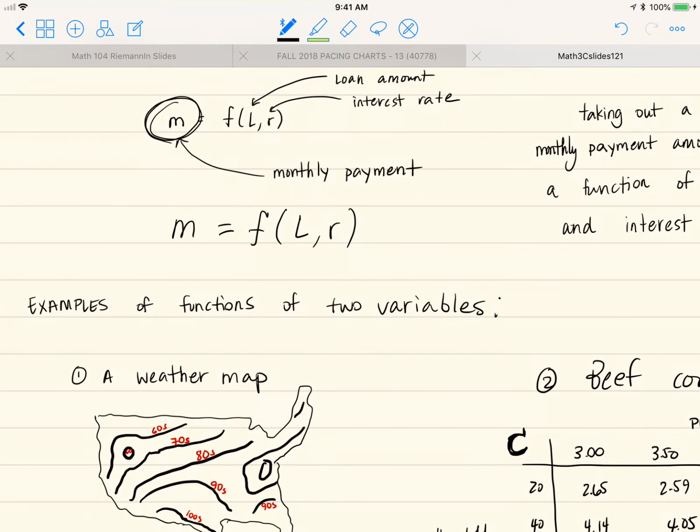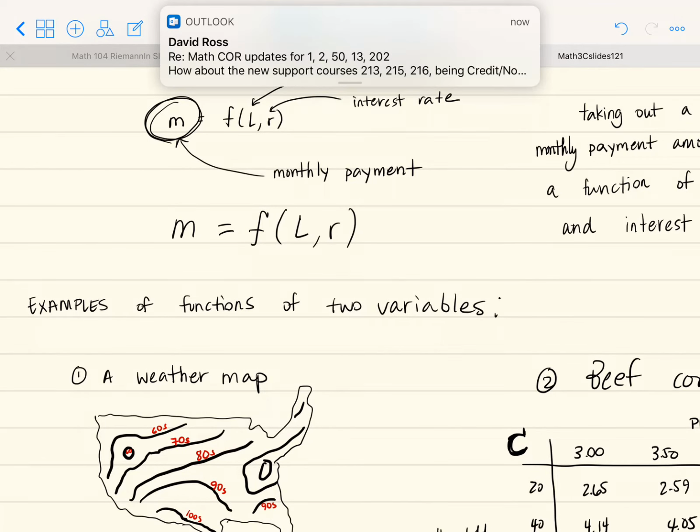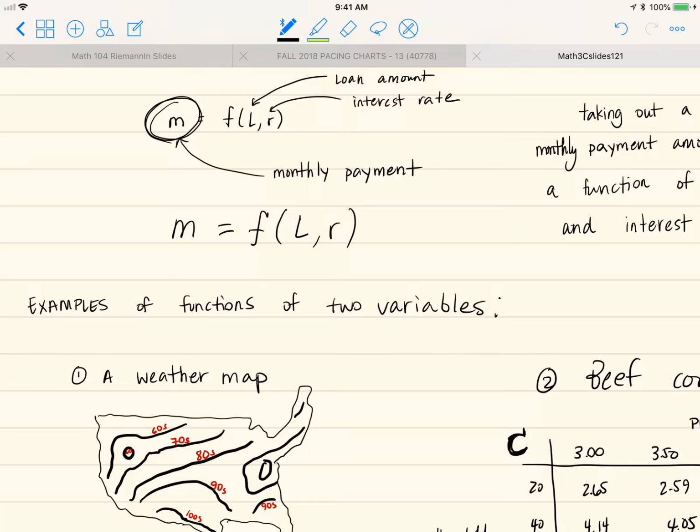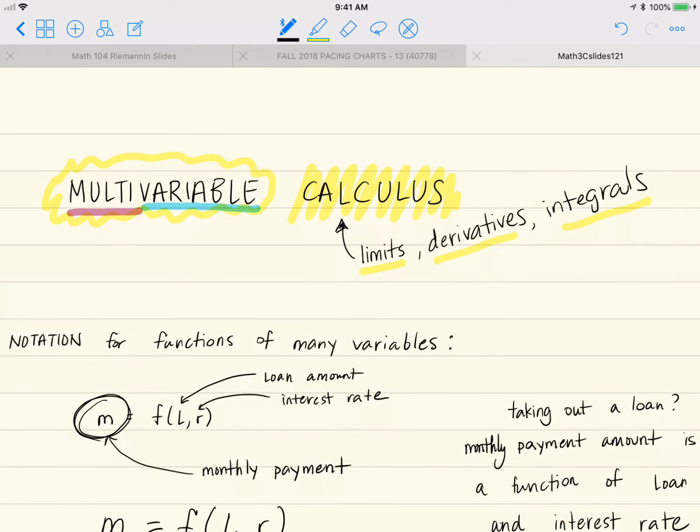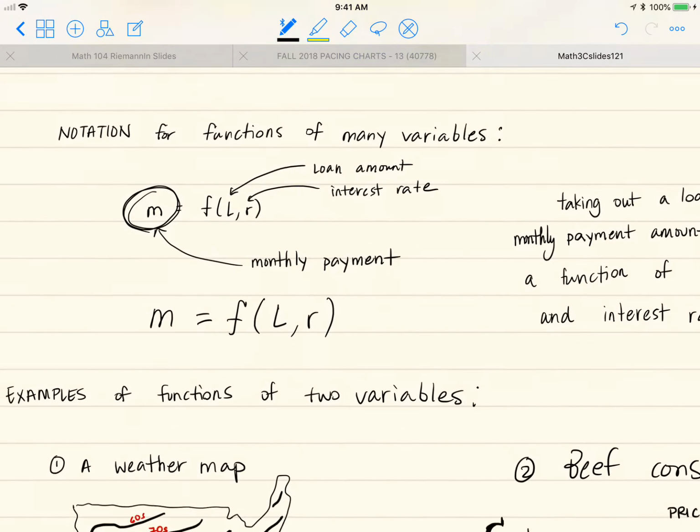And I just wanted to run through about three different examples of functions of two variables, because for the beginning of this course, we're going to be focusing on working with functions of two variables. We're going to, of course, handle limits and derivatives and integrals, but first we've got to just get used to what it means to have a function of two variables. So let's look at these examples.